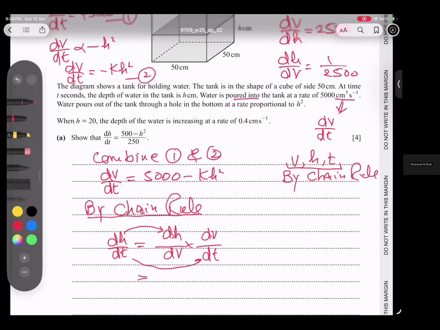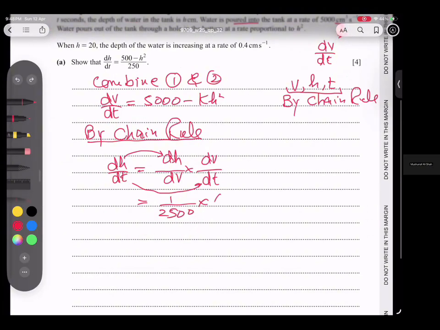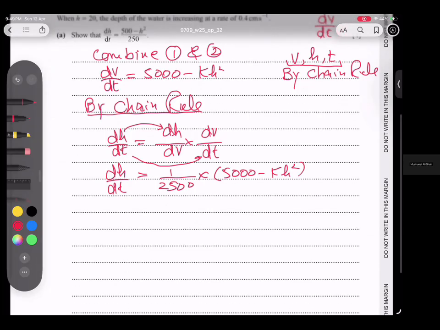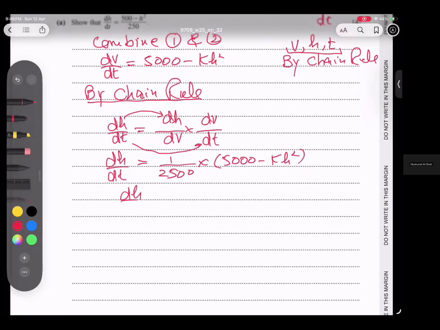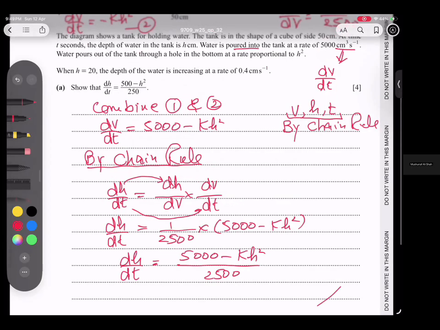I'm copying this here. This comes from here, so I'm writing 5000 minus kh squared. If we finalize it, dh/dt equals (5000 minus kh squared) divided by 2500. Now students, we can plug in the data I did not use until now. When height is 20, the rate of increase of the depth of water, dh/dt, is given as 0.4.